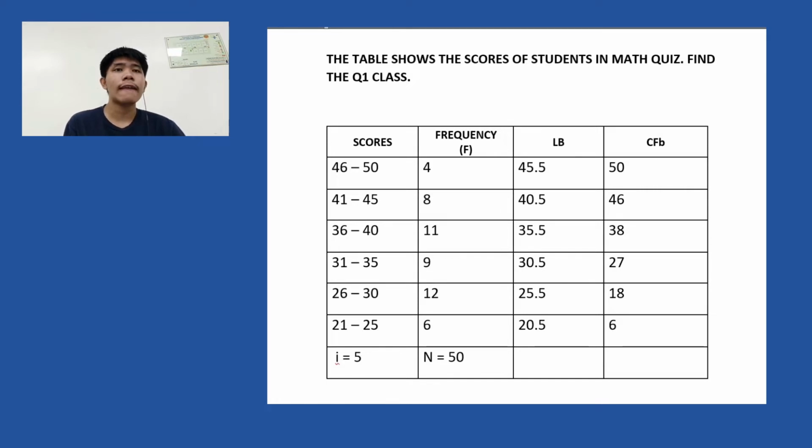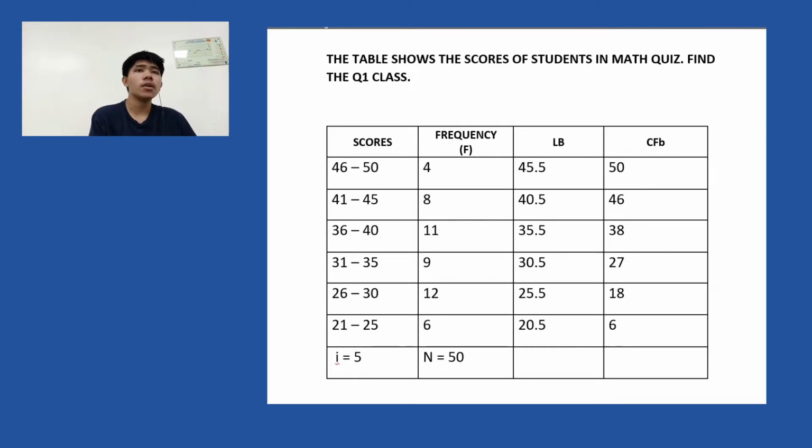The next column of our table is called the lower boundary. For us to get the value of our lower boundary, we simply subtract 0.5 from the number. For our first value, we subtract 0.5 from 46. This gives us 45.5. For the next value, we subtract 0.5 from 41, that also gives us 40.5. And for the rest, we only subtract 0.5.